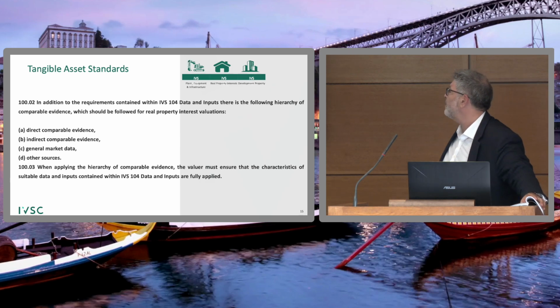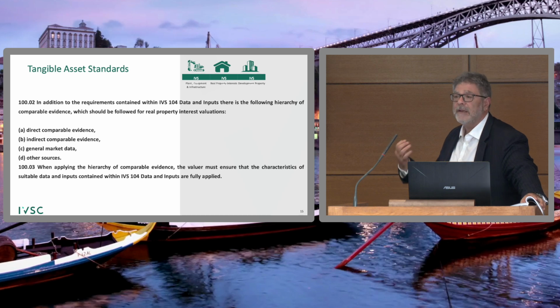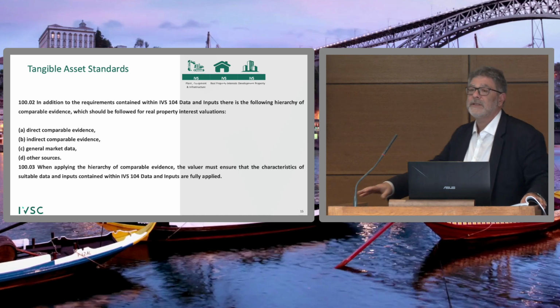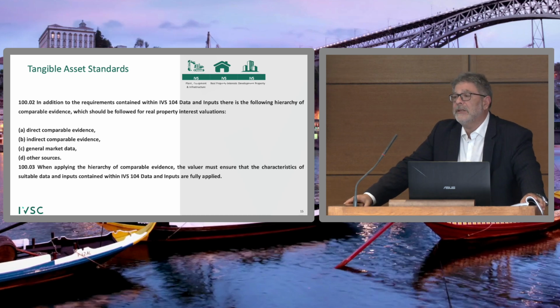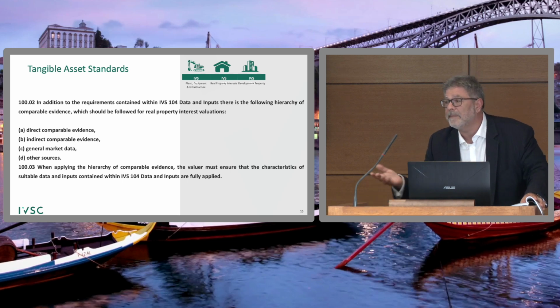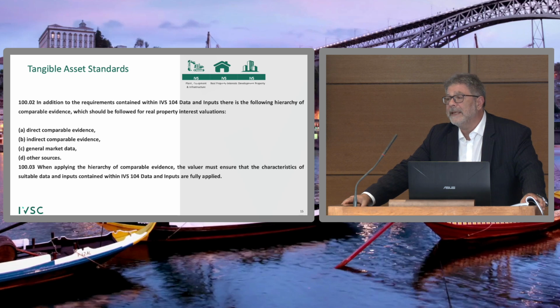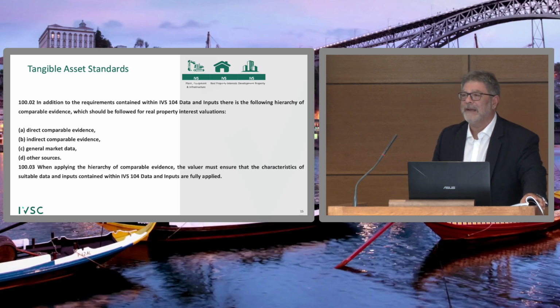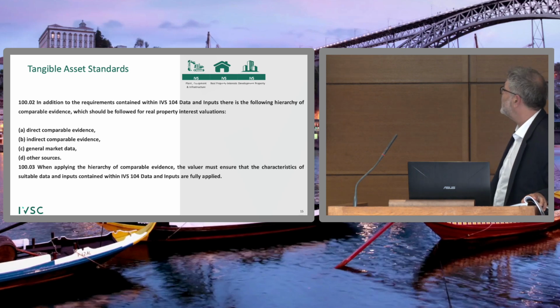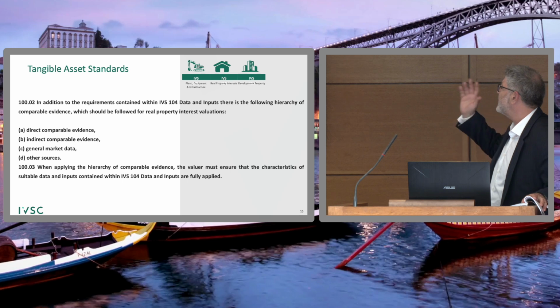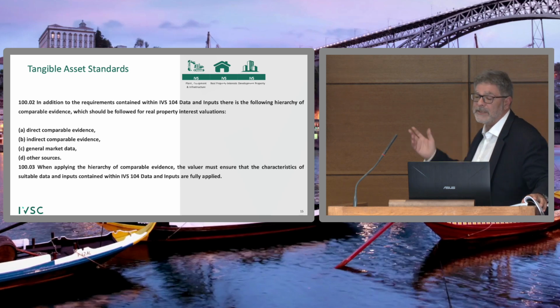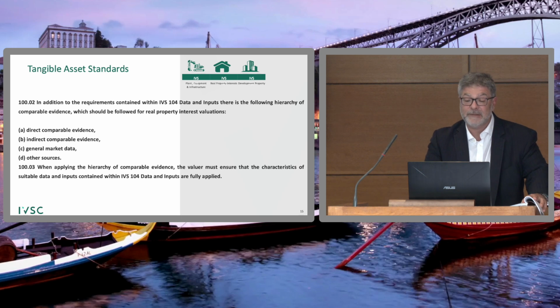Now, in terms of residential standards, we also have a hierarchy of evidence. Not all evidence is good. I remember one market in Asia where they decided that anything published in a paper could be used as a comparable. So they began making up their own comparables and publishing them in papers to use them in their valuation. So you do need to check the comparables that are actually used. And we've got a list here: direct comparable evidence, indirect comparable evidence, general market data, and other sources. And our members will go into further detail in relation to these.